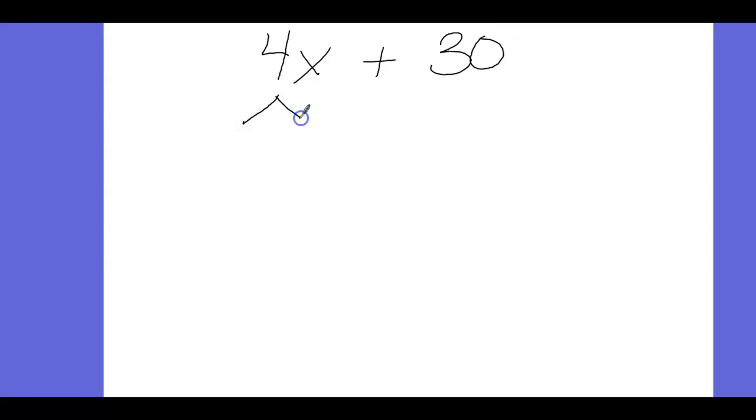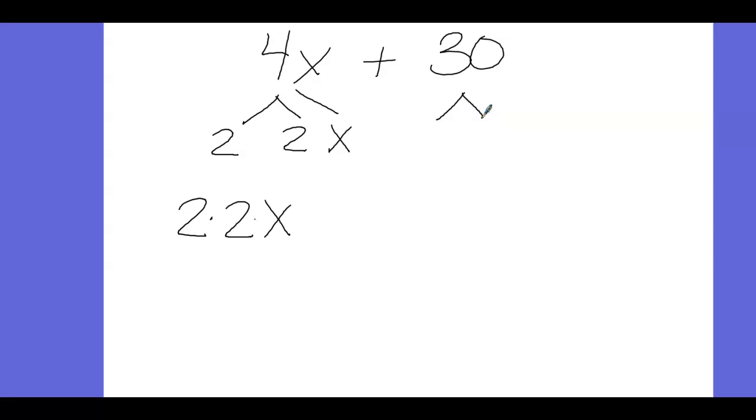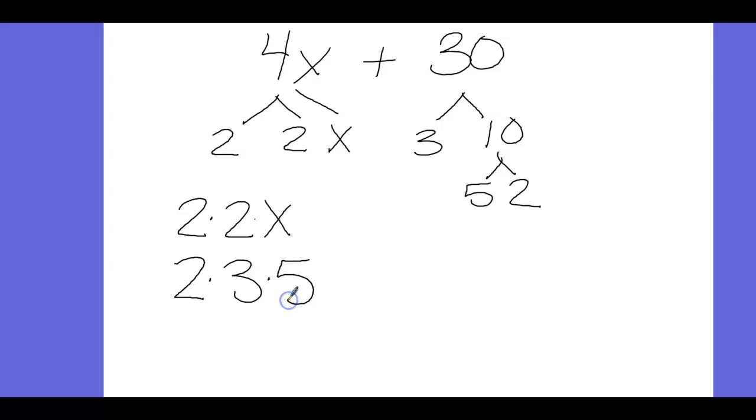2 times 2 times what? X. So my prime factorization is 2 times 2 times x, right? Okay, what can I break 30 into? 3 times 10. I can break 10 into 5 and 2. So my prime factorization would be 2 times 3 times 5, because I put it in order from least to greatest.